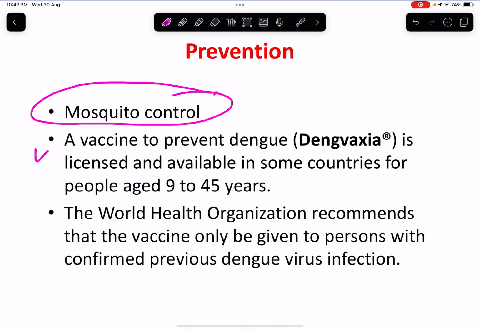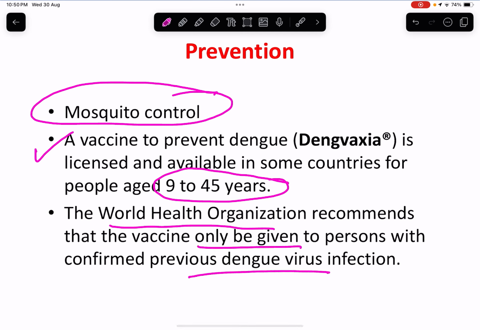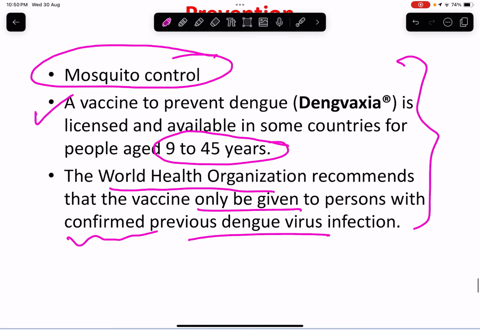A vaccine to prevent dengue is licensed and available in some countries for people aged from 9 to 45 years. But WHO, World Health Organization, recommends that the vaccine should be given only to people who had previous dengue virus infection, confirmed previous dengue virus infection. So this is about the prevention which we need to keep in mind.